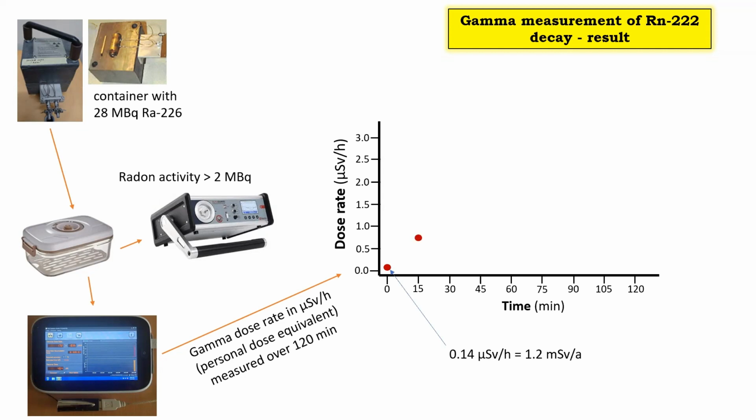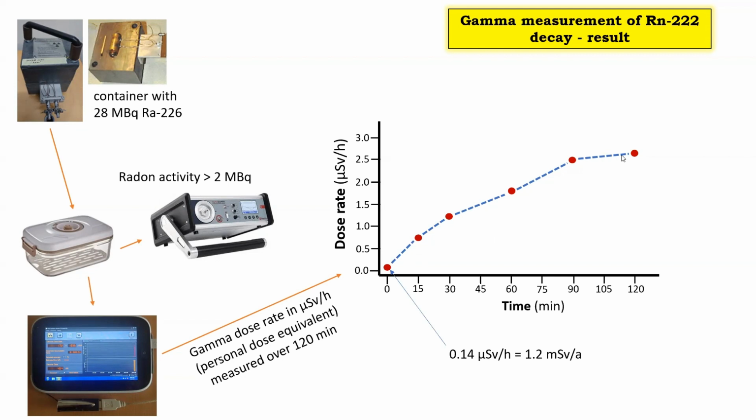Now the next measurement, 15 minutes later, was 0.8 microsieverts per hour. 15 minutes later, it was 1.27. After 1 hour, we measured 1.83. After 1.5 hours, 2.49. And after 2 hours, 2.65. When we combine the data points, we see that the curve saturates. There is an increase, as we have expected, an increase of gamma radiation with time, but the curve saturates.